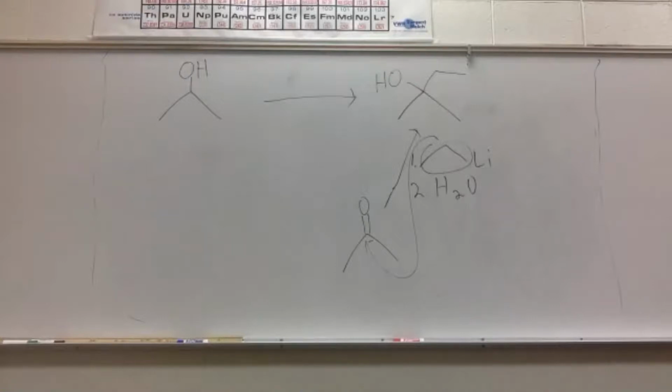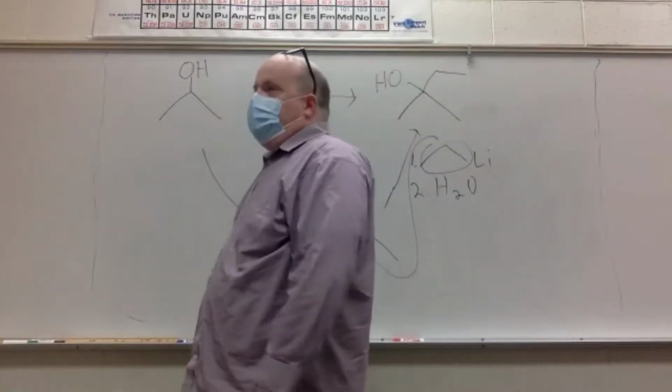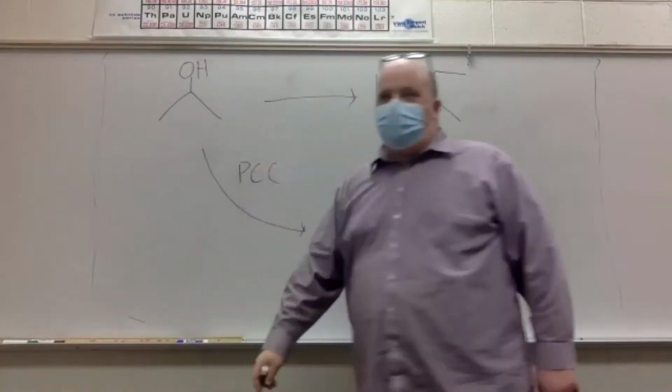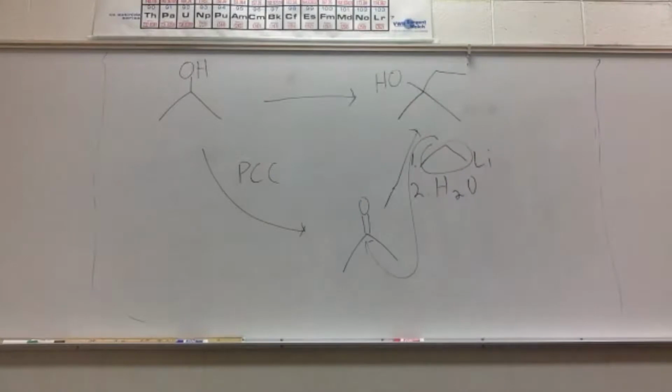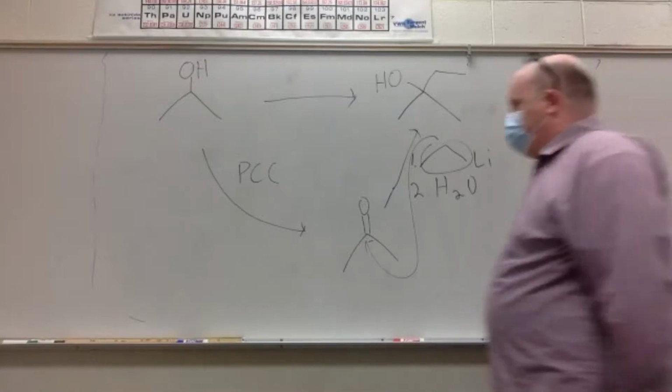How would you get from the alcohol to the ketone? Oxidizing agent. Which one do you want to use? Any of them work. PCC. PCC is an excellent choice. So get to your carbonyl compound. Once you have the carbonyl compound, then you can react it very, very well with an organometallic.